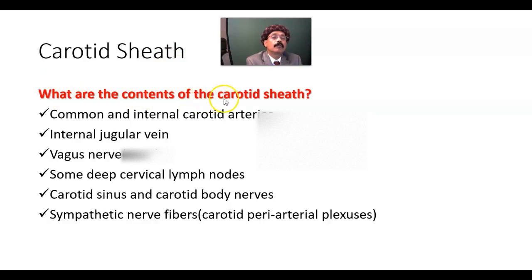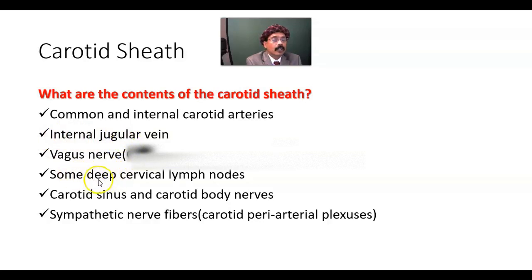What are the contents of the carotid sheath? Common and internal carotid arteries, internal jugular vein, vagus nerve, some deep cervical lymph nodes, carotid sinus and carotid body nerves, sympathetic nerve fibers, and the carotid periarterial plexus. So, common and internal carotid arteries, but not the external carotid artery. The external carotid artery is not a content of the carotid sheath. Internal jugular vein, not the external jugular vein.